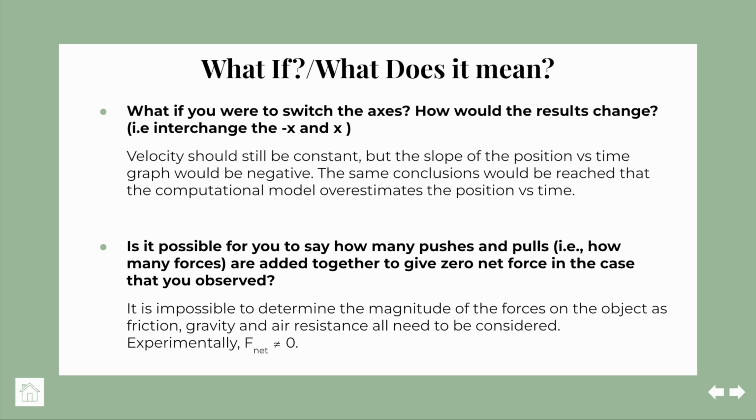Secondly, is it possible for you to say how many pushes and pulls are added together to give zero net force? And it is impossible to determine because we don't know the magnitude of the forces on the object, such as gravity, friction, and air resistance interfering. And therefore, experimentally, the net force was not equal to 0, and thus had an unbalanced force, which according to Newton's first law, will lead to a difference in velocity.